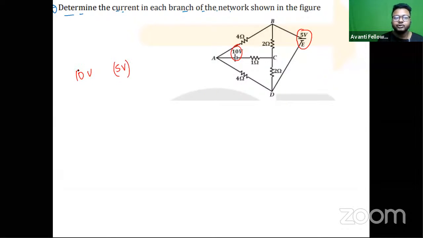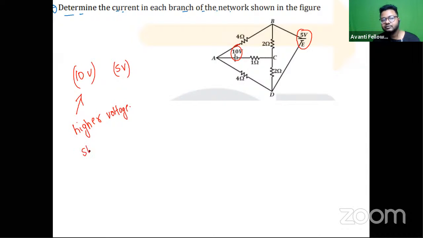Whenever you see more than one voltage source in a problem, and they ask you to divide the current, or apply KVL or KCL, or anything like that, what you exactly need to do is start dividing the current from the higher voltage source. The higher voltage source is 10 volt. This is one of the major concepts in current electricity. Start dividing the current from the higher voltage source only.